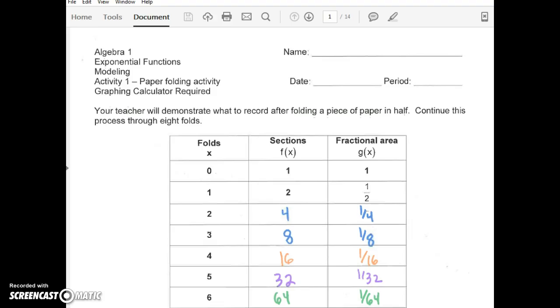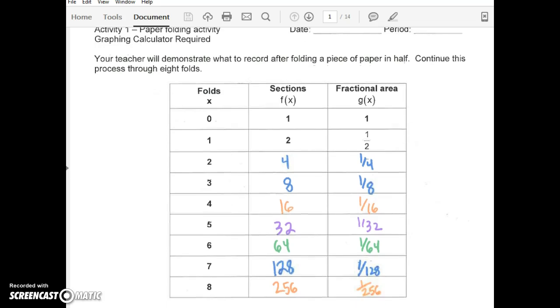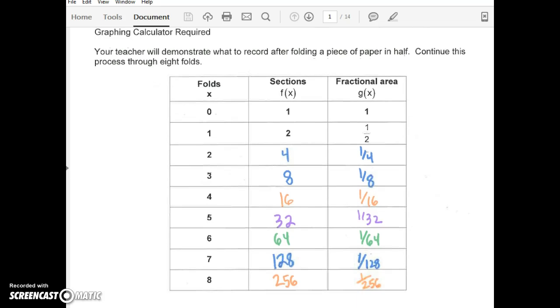In section 29, we're looking to model exponential functions. So to do this in activity 1, we started off with an activity on paper folding. The basic idea is that if you take a piece of paper and you don't fold it at all, you will have one section, the entire piece of paper. And the fractional area is 1. It's the entire sheet of paper.